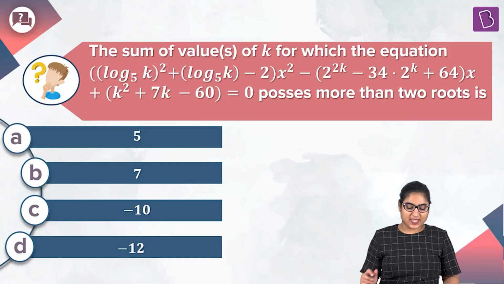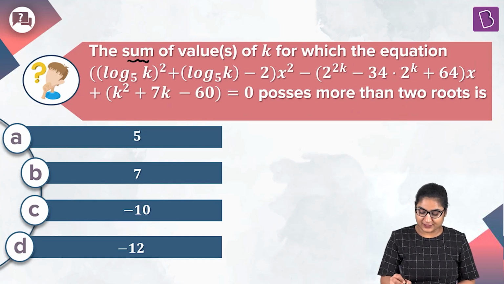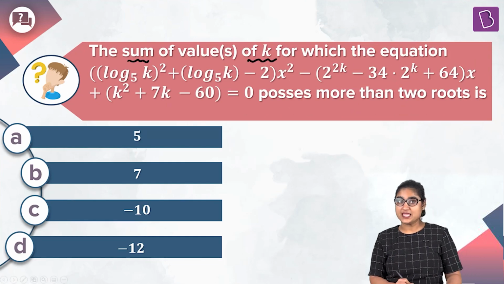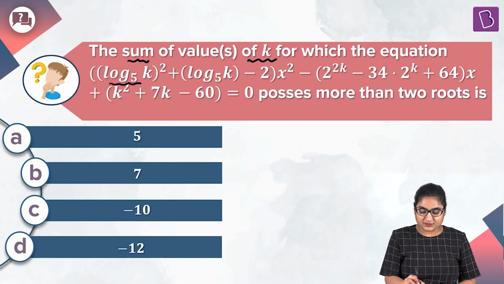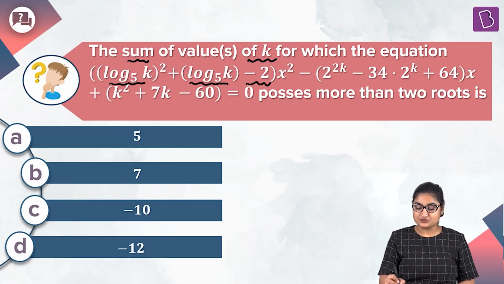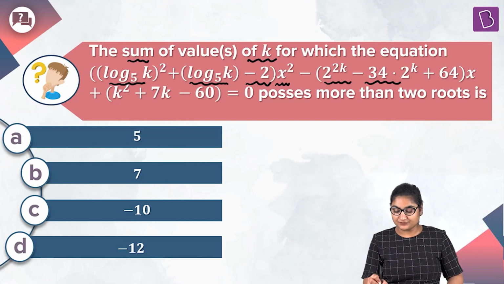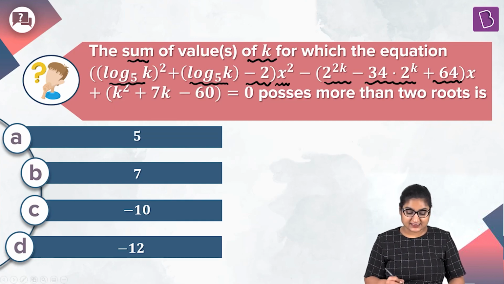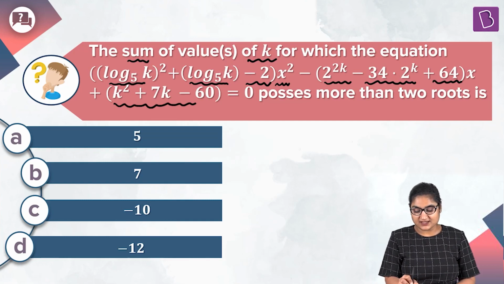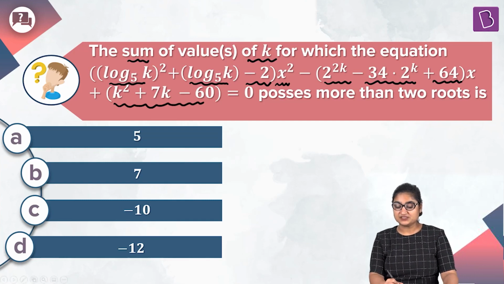So in this question, we have to find out the sum of values of k for which the equation (log of k to the base 5)² + (log of k to the base 5 − 2) multiplied by x² − (2^(2k) − 34 · 2^k + 64) times x + k² + 7k − 60 = 0 possesses more than 2 roots.